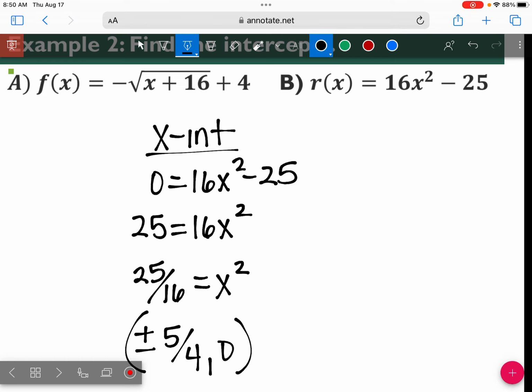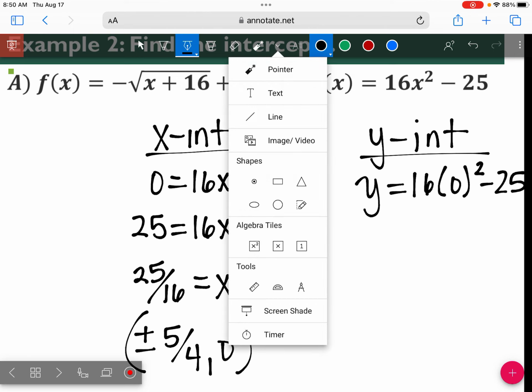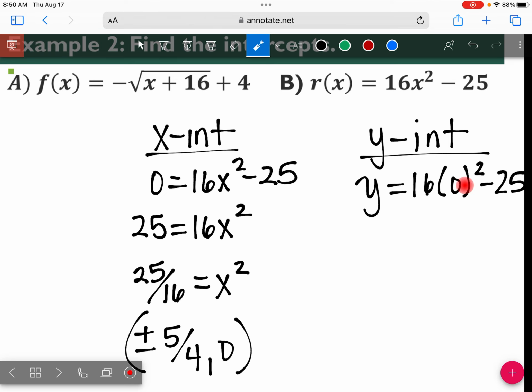And then your y-intercept, you have y equals 16 times 0 squared minus 25. So when I square the 0, I get 0. And then 16 times 0 is 0. So this all cancels out. And you're left with just y equals negative 25. So your y-intercept is at 0, negative 25.